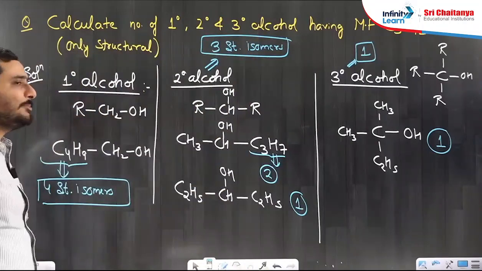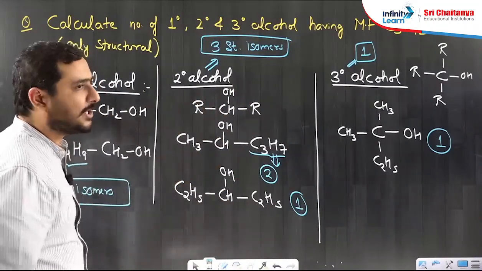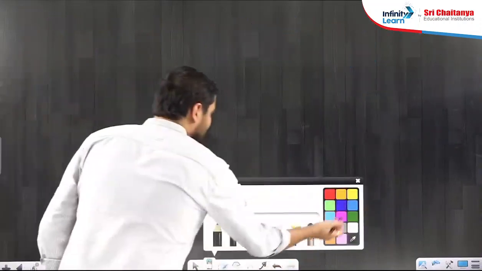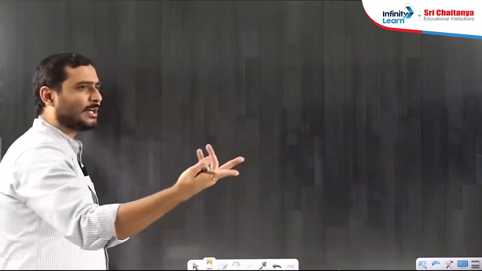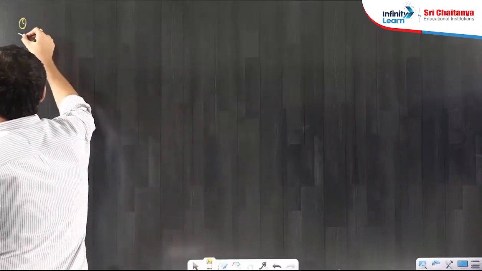Now this is about representation of alcohol, then only we can find primary, secondary and tertiary. So 4, 3, 1. So this is about alcohol. So in alcohol only 2 types of question will be asked. One is total number of alcohol and one is primary, secondary and tertiary. Now let us move to next, ether functional group.